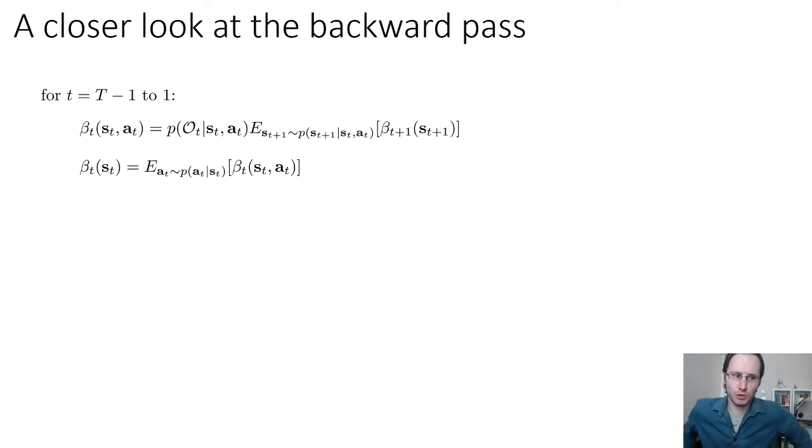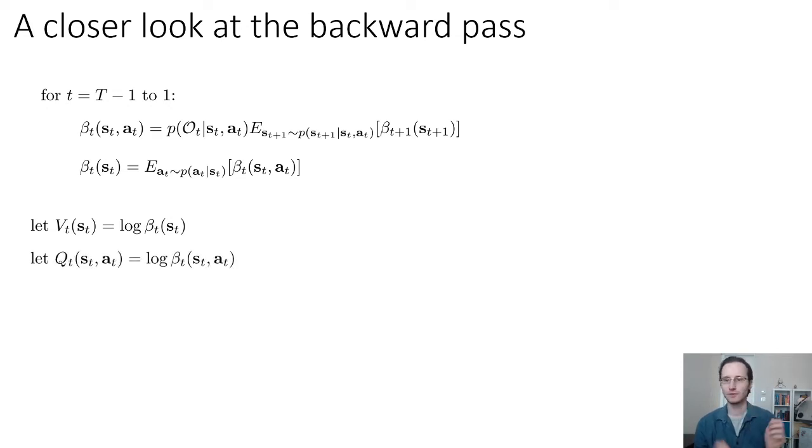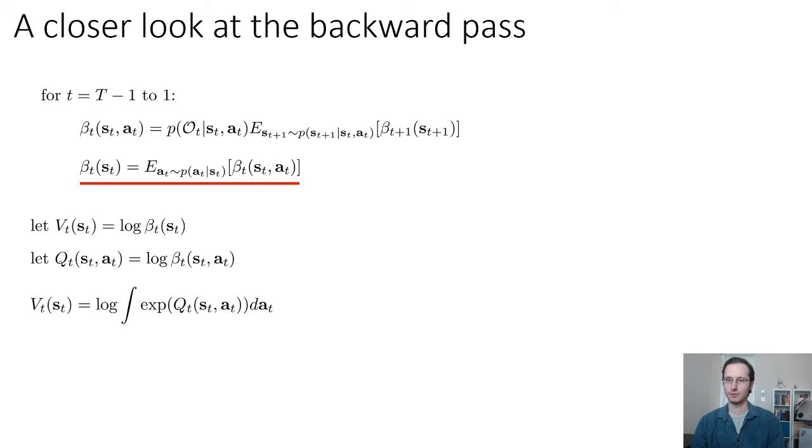All right, now let's take a closer look at this backward pass. So here's the recursive algorithm that I derived on the previous slide. And we're going to make some definitions with some very suggestive names that will help us understand this algorithm. First, we're going to define V_t of s_t as the logarithm of beta_t(s_t). And then we'll define Q_t of s_t, a_t as the logarithm of beta_t(s_t, a_t). And now we can write these equations in log space. So if we write the equation for the state backward message in log space, then we get V_t of s_t is equal to the logarithm of the integral of the exponentiated Q_t(s_t, a_t).